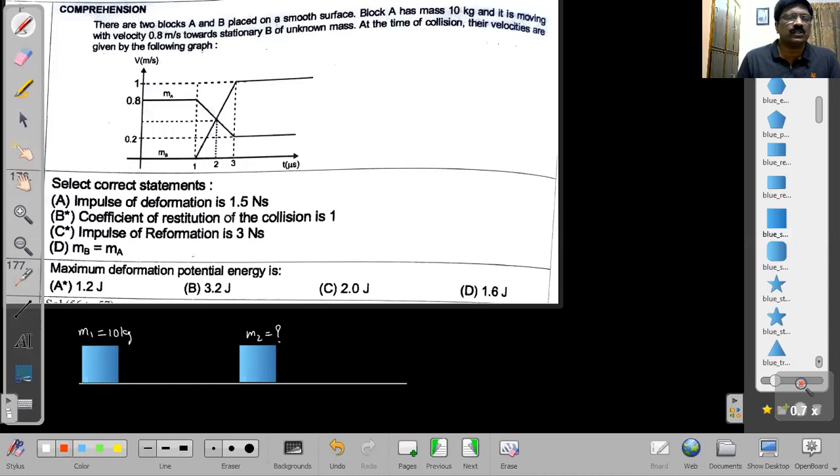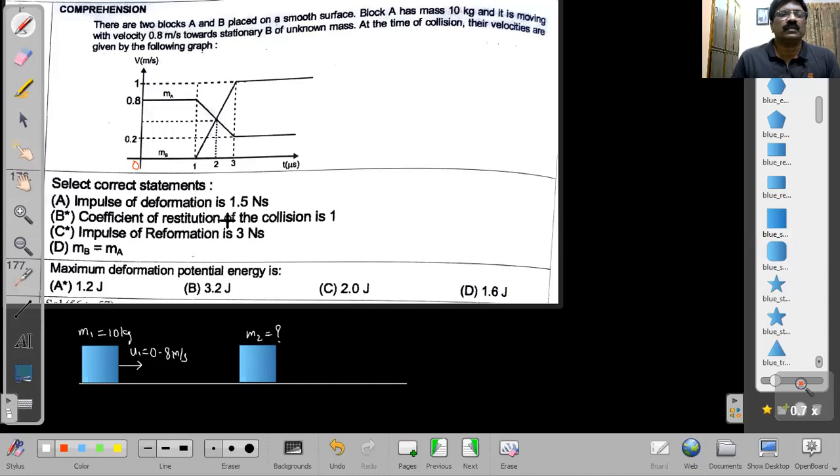At t equal to 0, you see here, in the graph the velocities of the two bodies are taken along the y-axis and time is taken along the x-axis. So at t equal to 0, the velocity of the first body is u1, no? U1 is equal to 0.8 meter per second.